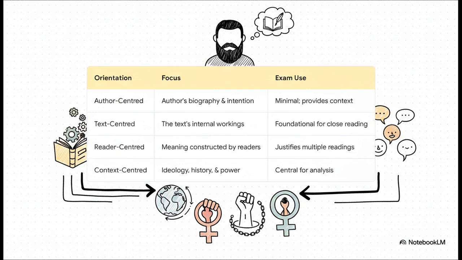First, you've got author-centered theories. You know, looking at the writer's life. It's okay for a little context, but you don't want to base your whole argument on it. Then there's text-centered, which is the bedrock of any good close reading. Reader-centered is cool because it helps explain why 2 people can read the same book and get different things from it. But look at that last one, context-centered. That is where the heavy hitters for your exam live. We're talking feminist, post-colonial, all the good stuff.